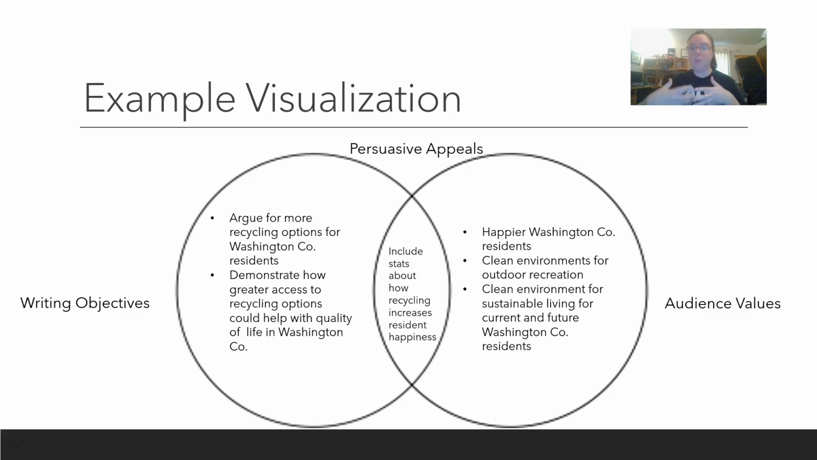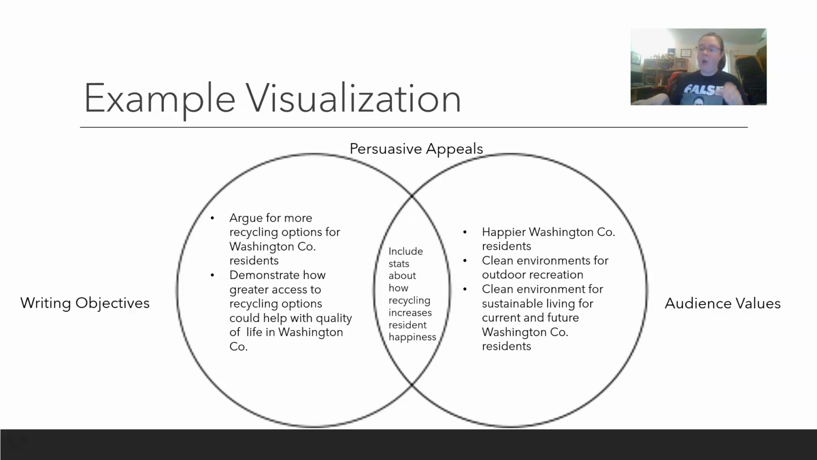So when we think about a visualization, and this is ultimately what you're going to do for the lecture assignment, you want to start to visualize where those areas of overlap are. So on the left-hand side here, we've got our writing objectives, right? So we've got, in this example, argue for more recycling options for Washington County residents, demonstrate how greater access to recycling options could help with quality of life in Washington County. Okay, so that's our objectives.